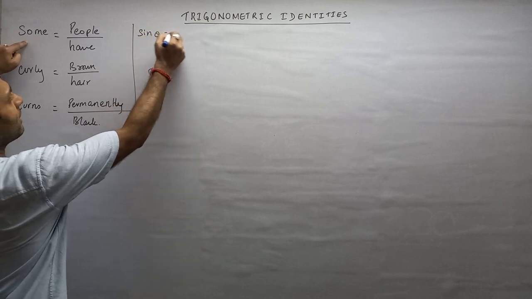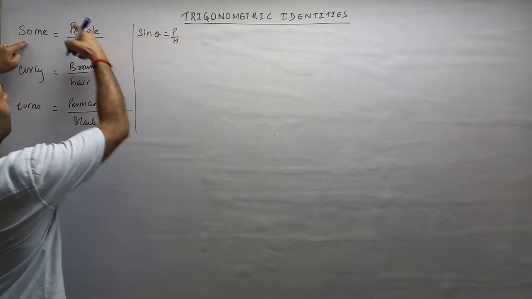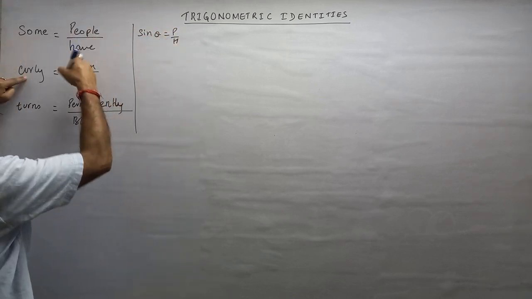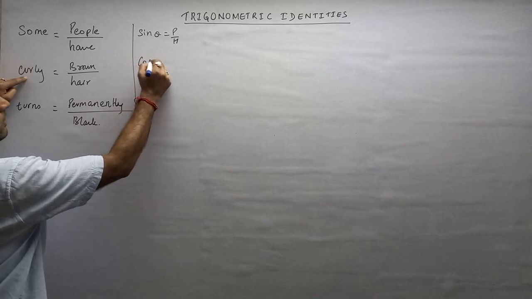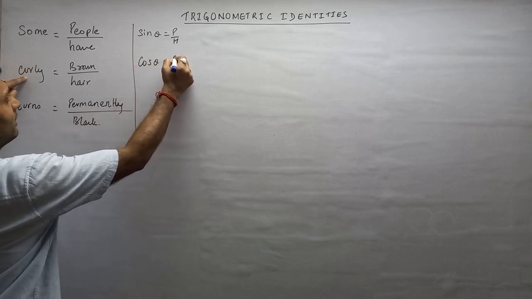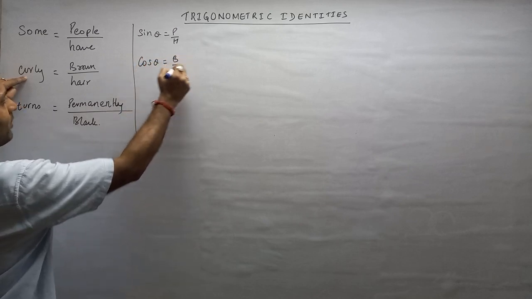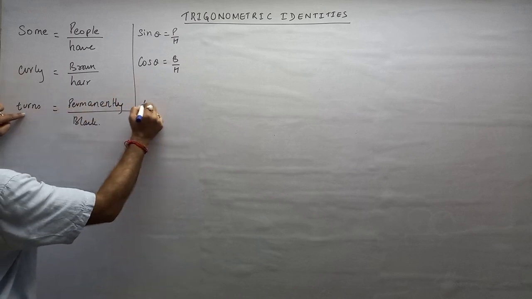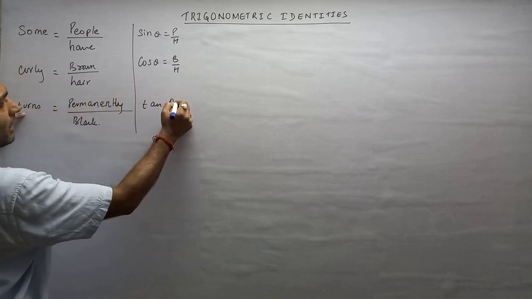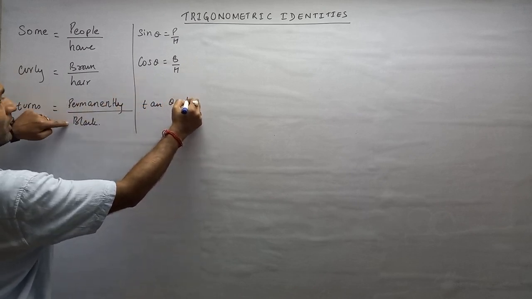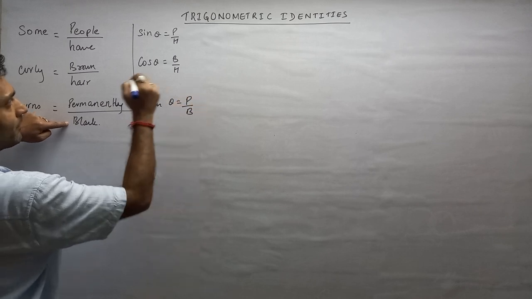That means I can write this as sine theta is perpendicular by hypotenuse. Likewise, we have cos theta is base by hypotenuse. And then we have tan theta is equal to perpendicular by base.